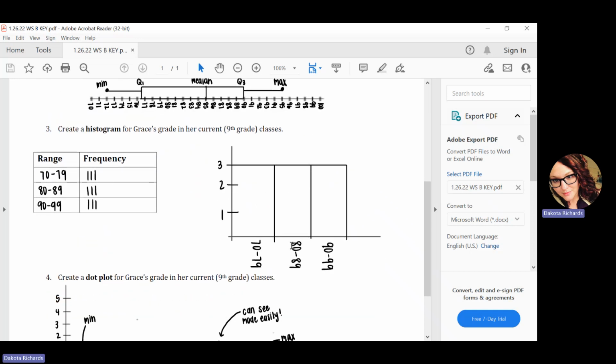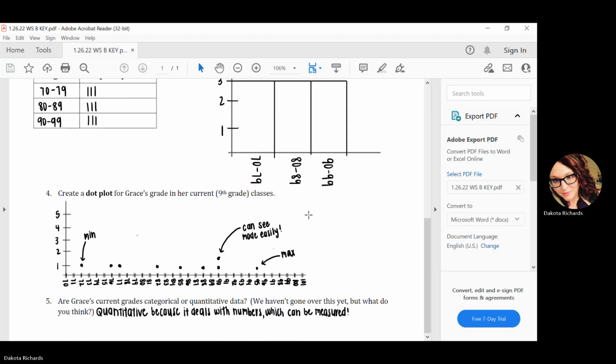Here is the histogram. It's kind of a boring histogram because you had 9 grades, 3 categories, and 3 grades in each of those ranges. So your bars are touching and they're all the same height. And then finally, you had to create a dot plot for Grace's grade. And this is how you do it. Kind of like a number line, just put dots above the number line. And then question 5, are Grace's current grades categorical or quantitative? It's going to be quantitative because it all deals with numbers which can be measured.